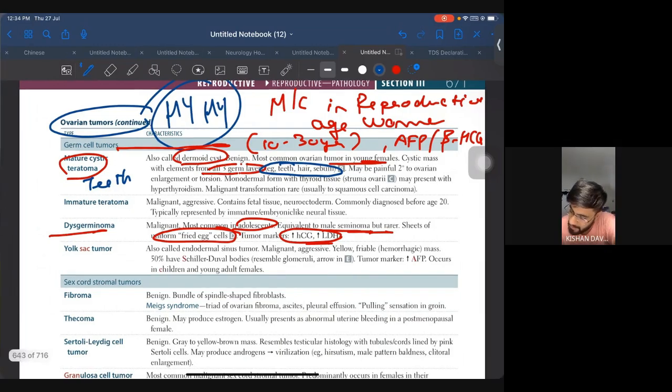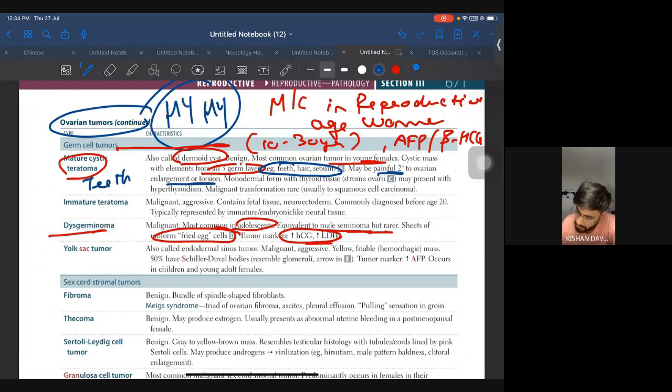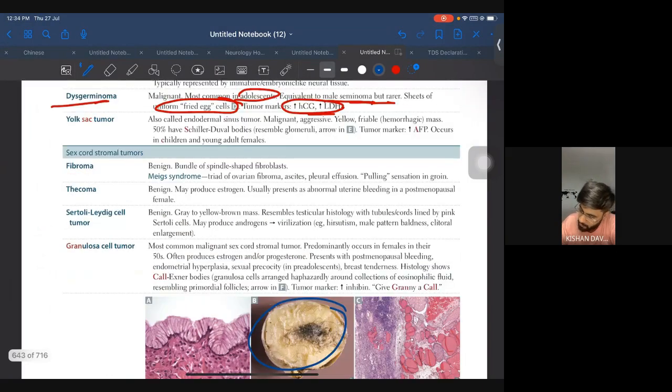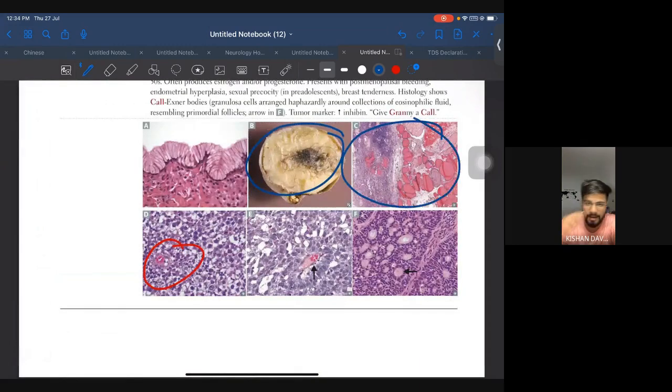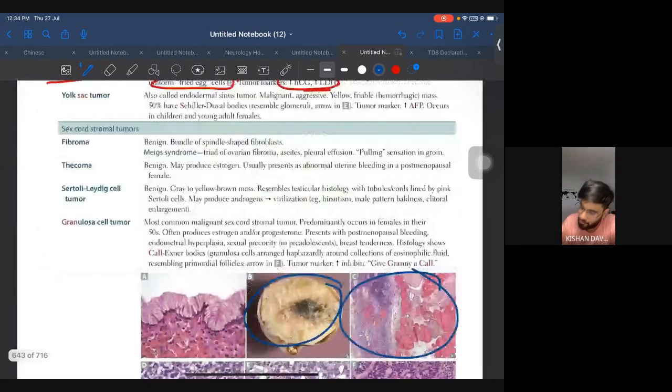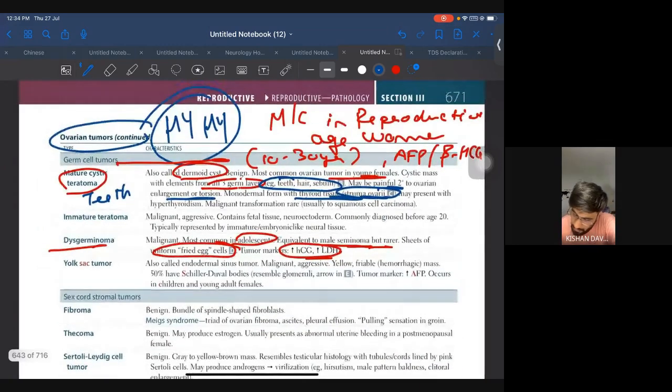Okay, may be painful due to secondary enlargement or torsion. Monodermal form with thyroid tissue: struma ovarii. Struma ovarii is important. So they will give you a depiction of thyroid gland, struma ovarii. That's it. So mature cystic teratoma and dysgerminoma done. Now coming to immature cystic teratoma.